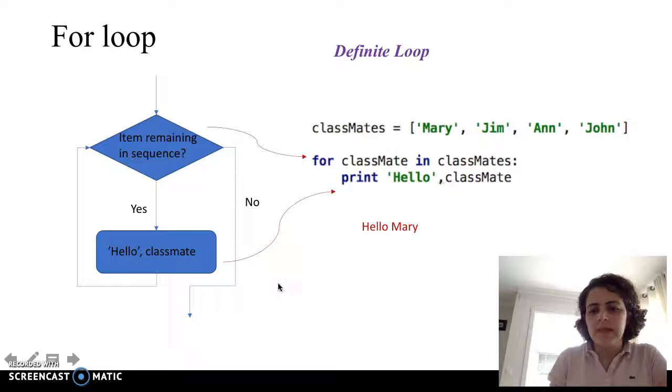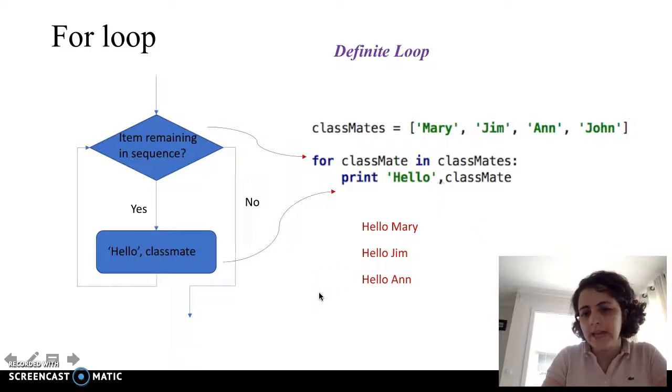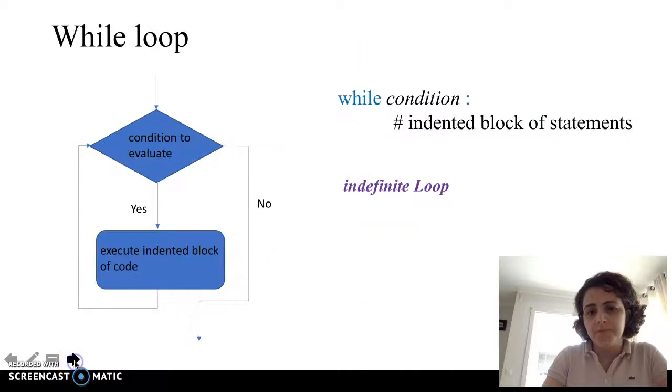So at first, the first item is Mary, so the print hello Mary is executed. The second Jim, the third Anne, and the last item in the sequence is John. This statement is executed. And when we are checking over here if there's any item remaining, no, nothing remained, so we are exiting the loop structure.